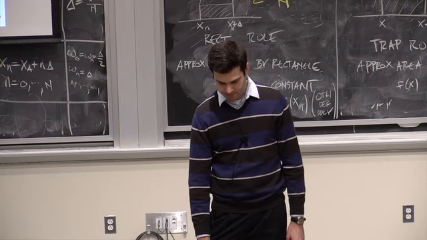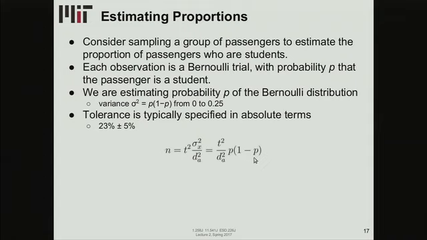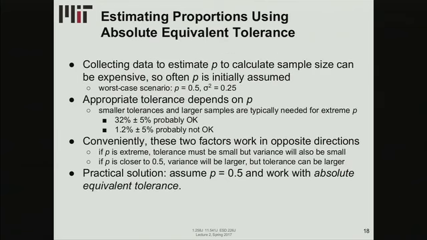Okay, here's a problem. We don't know in advance what the proportion will be, right? And we need that to know how many trips we need to survey, how many students we need, how many riders we need to survey to figure out what the average number of students is. But p times 1 minus p is a constrained number, and that's exactly where we're going.